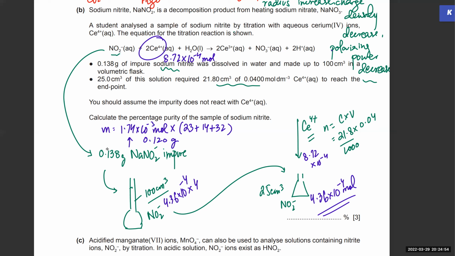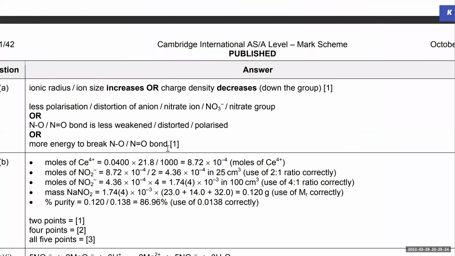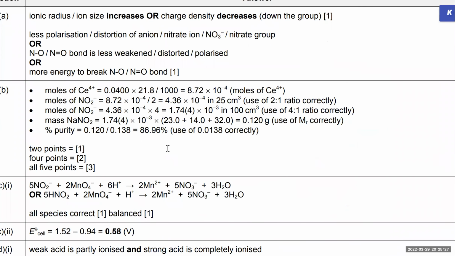Yeah. And now you can figure out the percentage purity. The percentage purity is that in this sample, there's 0.12 grams. So it's 0.12 divided by 0.138 times 100. And you'll figure out the percentage purity. So what do you get for this? 87%. Remember 3 significant figures. I mean, over here it's 86.96 given. You can round it off to 87.